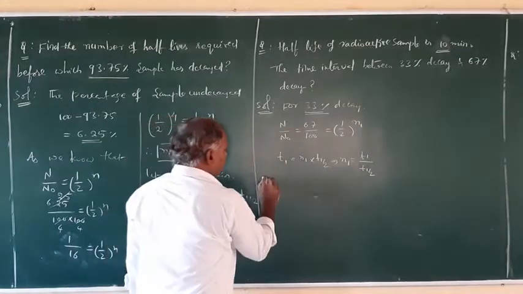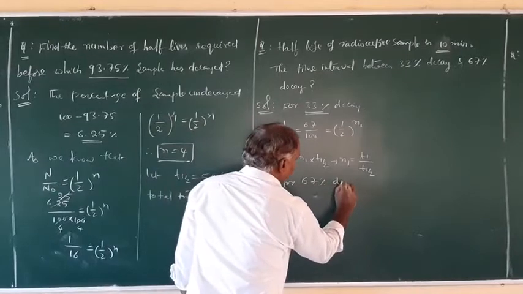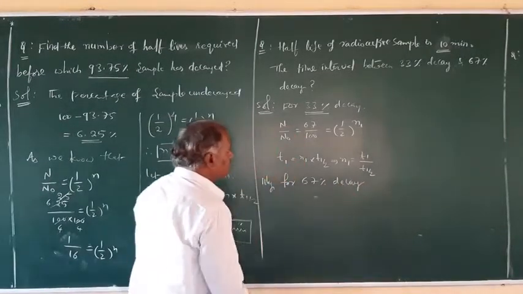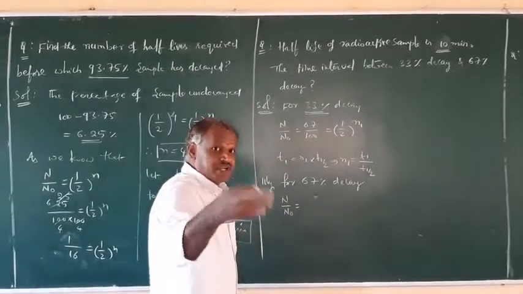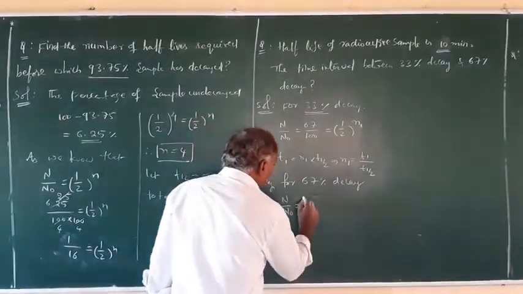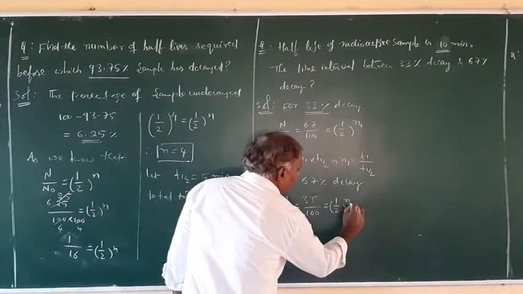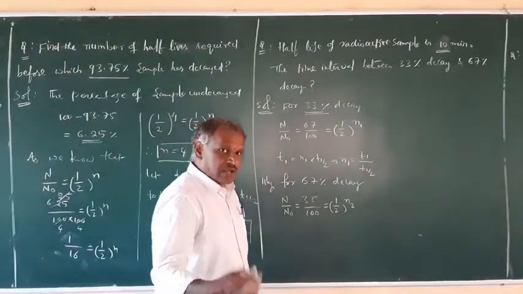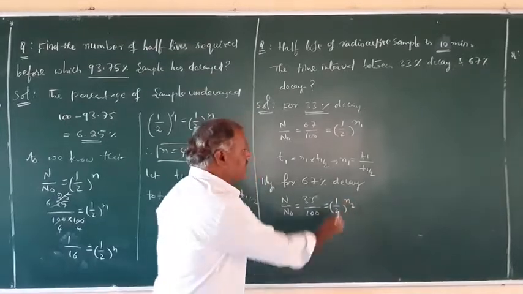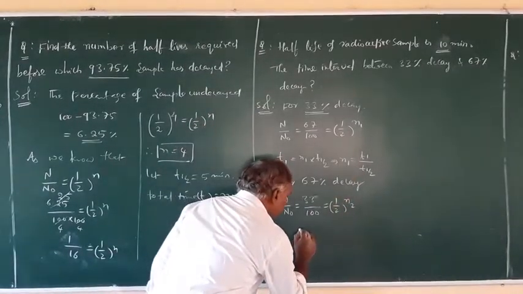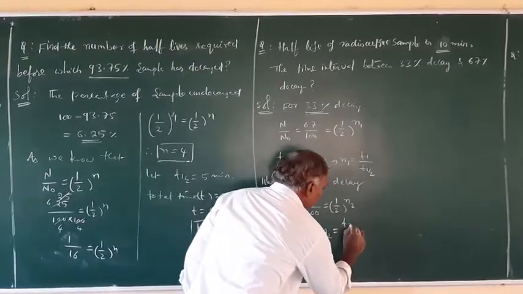Similarly, go for 67% decay. Again, you write the fraction, that is N by N naught. 67% decay means retained is how much? It is 33 only. So I can write here 33 upon 100 is equal to 1 by 2 power n2. The number of half-lives for 67% decay is n2. Similarly, you can write here n2 is equal to T2 upon T half.